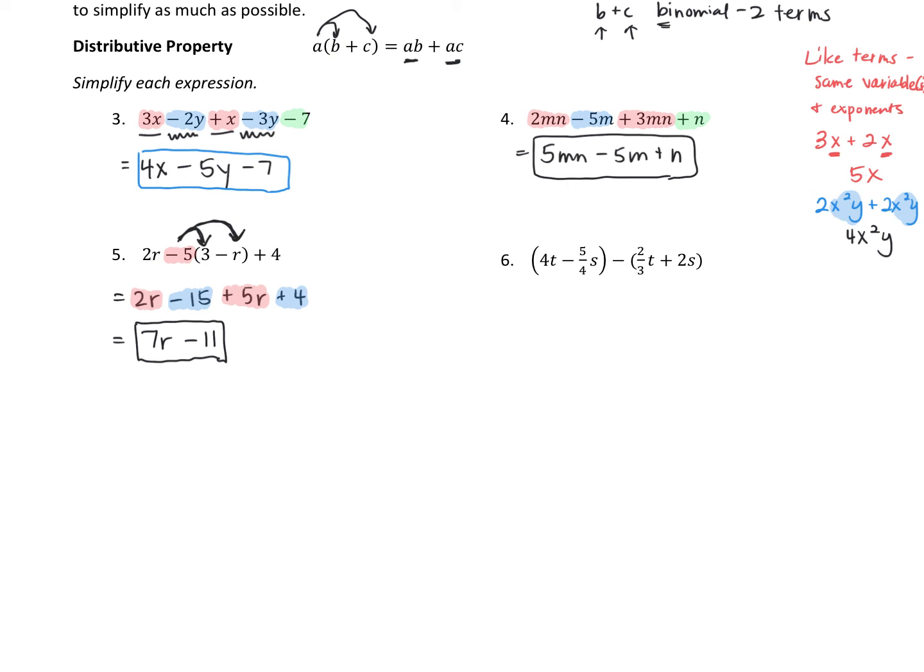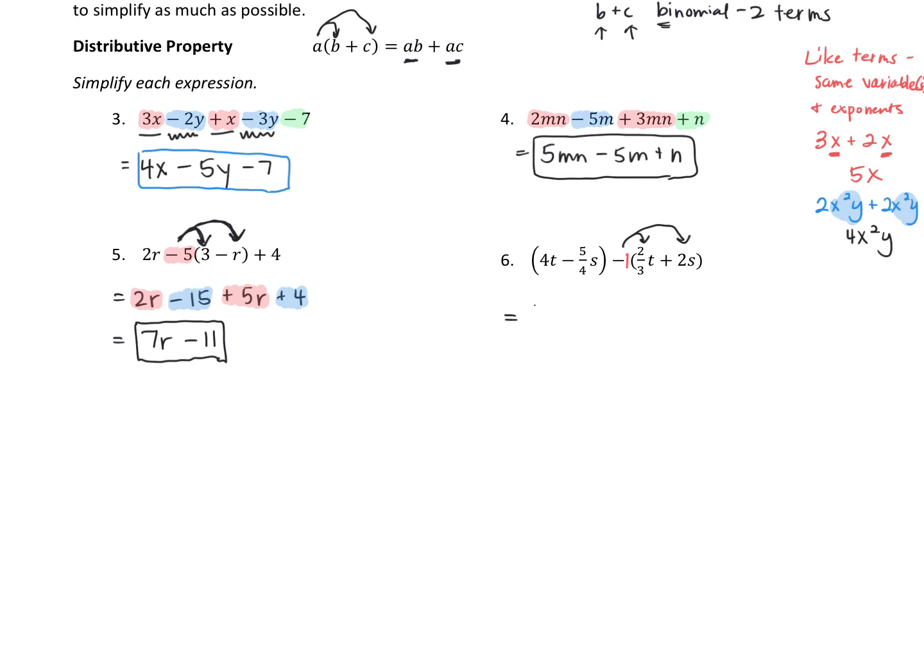Okay, the final example I'm going to do for this section, we have 4t minus 5/4 s minus 2/3 t plus 2s. Okay, so we've got this minus in between the parentheses. That means this minus sign has to be distributed so that I can get rid of the parentheses. I'm not just distributing the negative. You could think of it as a -1 out here. So what you're going to do is multiply everything in the parentheses by a -1. In essence, you're going to be changing the signs.